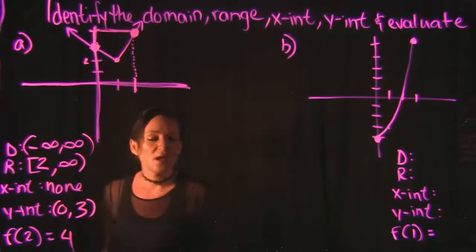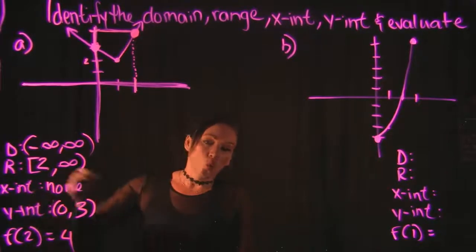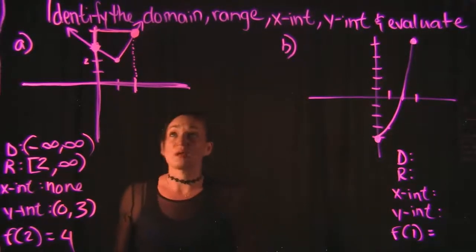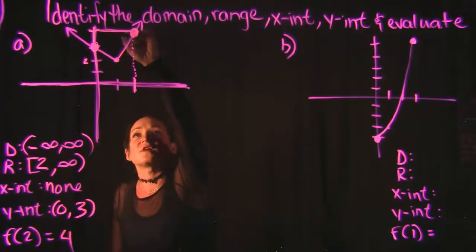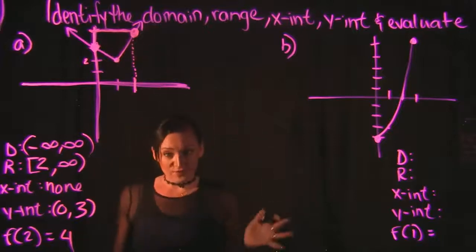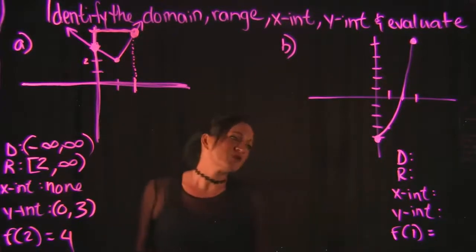So f of 2 is equal to 4, right? The x value at 2, what is the y value for that point? So when x is 2, this is where it hits our graph. And if we go over to our y, we have a 4. That's how that works. Moving on to example B, starting with domain.